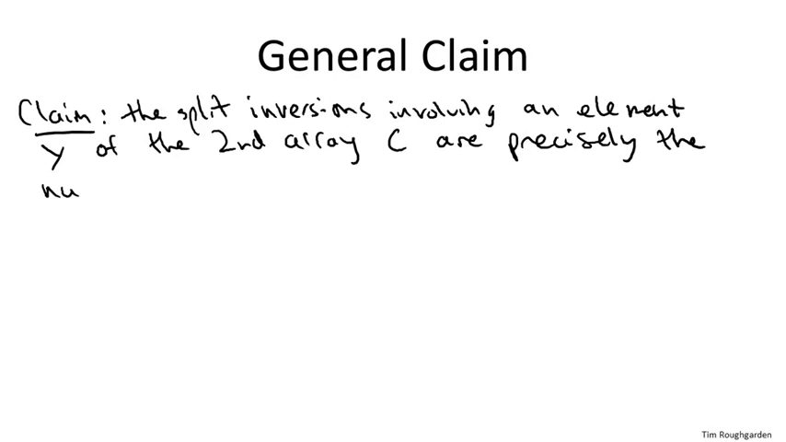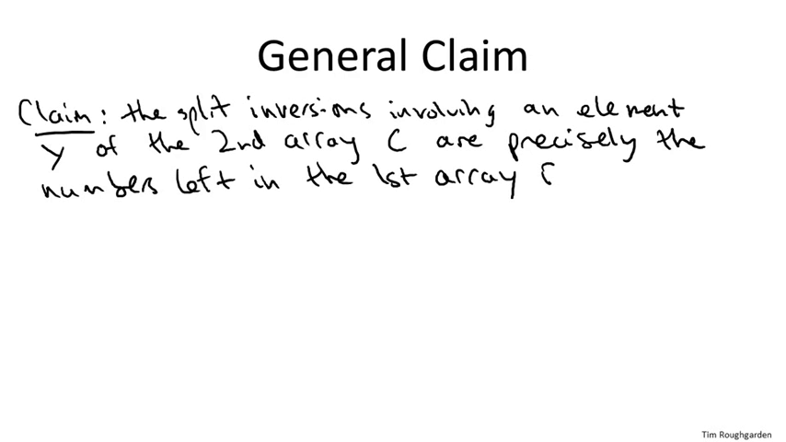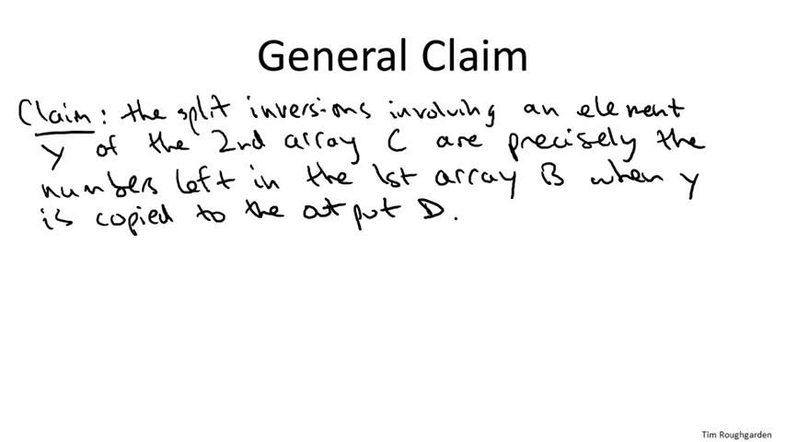So on the right array, C, we had the elements 2, 4, and 6. Remember, every split inversion has to, by definition, involve one element from the first half and one element from the second half. So to count the split inversions, we can just group them according to which element of the second array they involve. So out of the 2, 4, and 6, the 2 is involved in the split inversions 3, 2, and 5, 2. The 3 and the 5 were exactly the elements remaining in B when we copied over 2. The split inversion involving 4 is exactly the inversion 5, 4, and 5 is exactly the element that was remaining in B when we copied over the 4. There are no split inversions involving 6, and indeed B was empty when we copied the 6 over into the output array D. So what's the general argument?